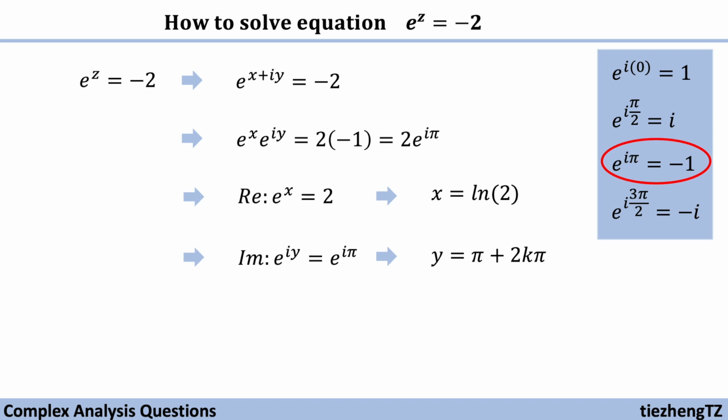Since we have the x and y values, we just substitute them back into the z form. So z equals x plus iy, and we substitute x and y to get the final answer. And remember, we need to add k belongs to Z. So that's it. This is the solution to the equation e to the power z equals -2 in complex analysis.